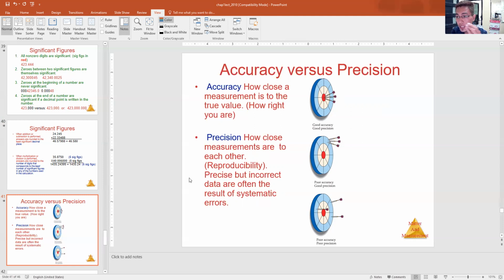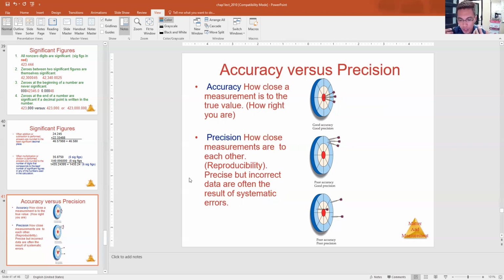It's because they are close to each other, the three data. While precision is how close measurements are to each other. So the two examples here are poor accuracy with good precision, and poor accuracy with poor precision. For poor accuracy and good precision, we can see that the data are close to each other, but it's too far from the true value, which is the red spot that we are aiming at. So accuracy is poor, but precision is good.